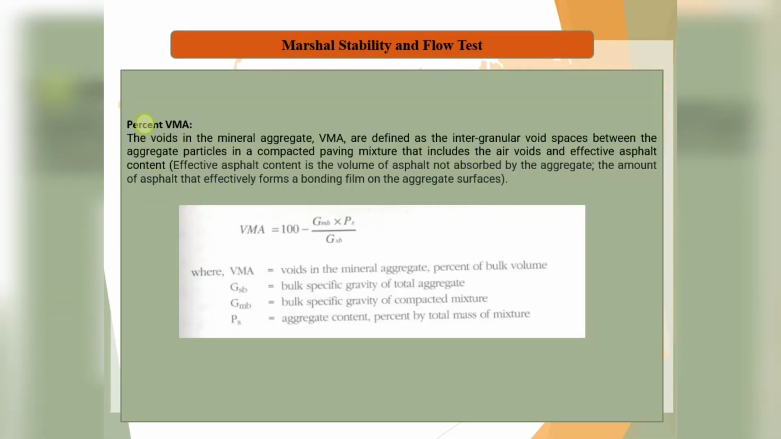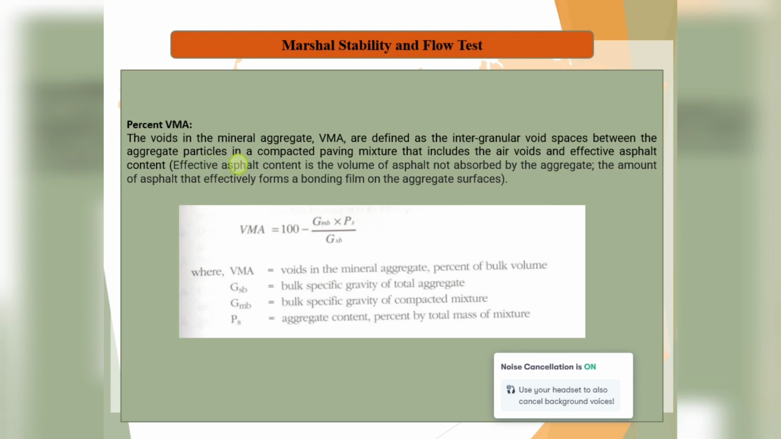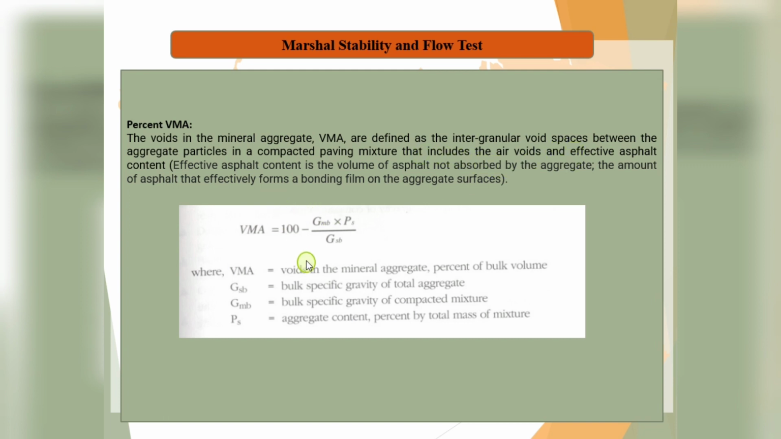And so now we are finding VMA. VMA stands for voids in mineral aggregate. Its formula is 100 minus Gsb multiplied by Ps divided by Gsb. What is Gsb? We have already found it in the previous slide, which is the bulk specific gravity of total aggregate. These are the details.